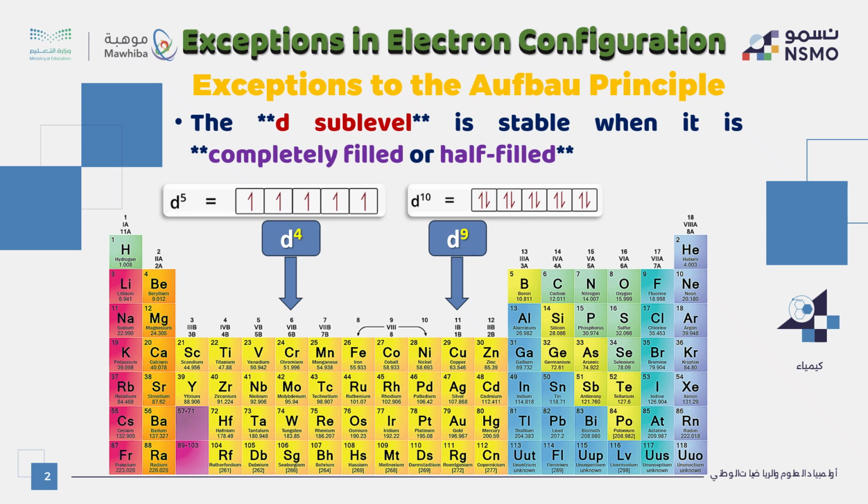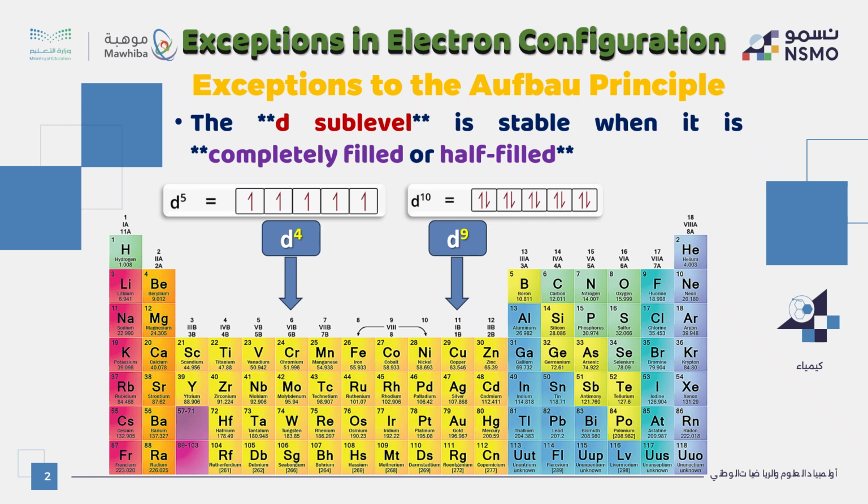Important notes about these exceptions. These exceptions occur mainly in transition metal elements. They involve small energy differences between the 4s and 3d orbitals. Stability of half-filled and filled d orbitals outweighs strict Aufbau filling. Once the atom forms ions, the 4s electrons are lost first, even though they are written before 3d in the neutral atom configuration.